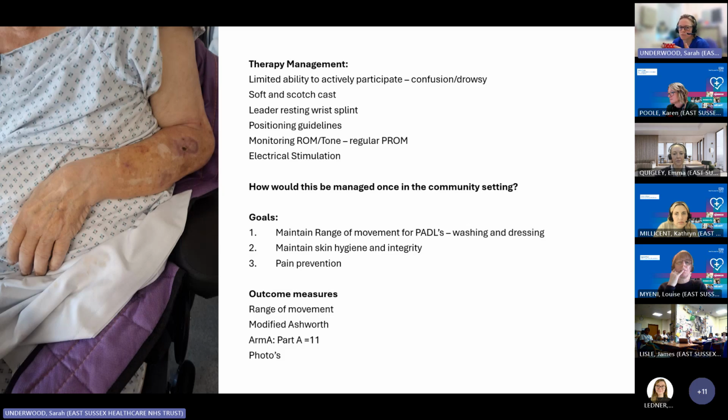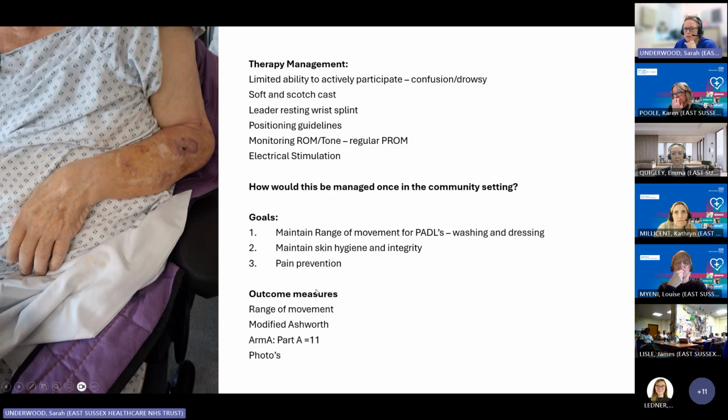But we're thinking this gentleman was due to be moving out into a nursing home. How would this be managed once he was in the community setting? We were quite concerned about him losing range of movement, and certainly things around his ease of washing and dressing and maintaining his skin hygiene and integrity. And also thinking that actually this could be an elbow that became quite painful. At the time, it wasn't painful, but that's what led us down the route of exploring botulinum toxin with this gentleman.